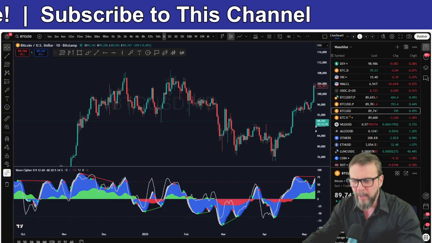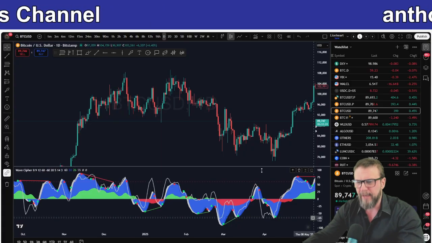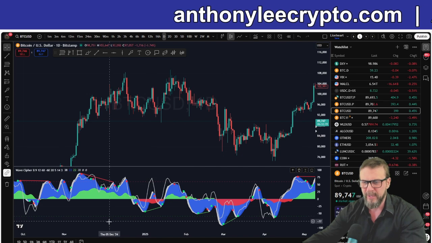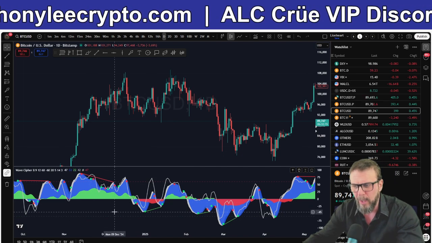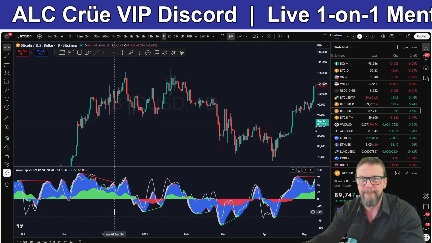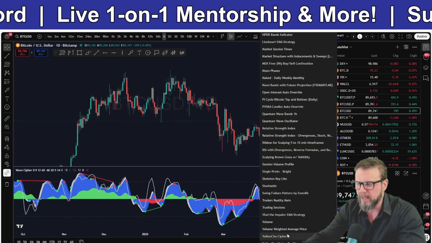Let's take a look. Here you have the Bitcoin chart on the daily, and you see this indicator, Wave Cipher B, down below. I have super simplified this for you. It's got momentum waves, it's got VWAP, it's got divergences, money flow, without all the extra clutter and busyness that makes things confusing.